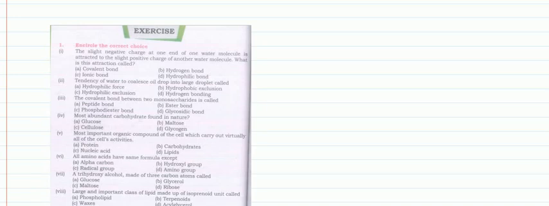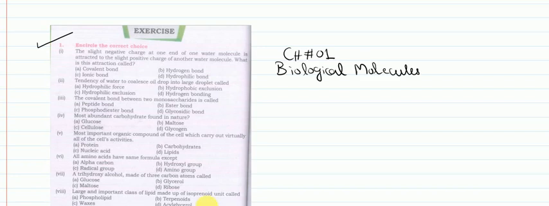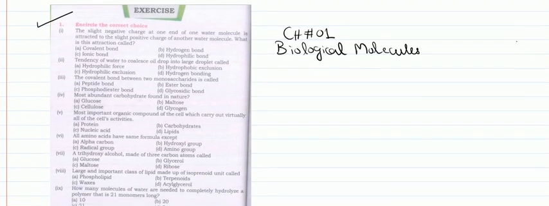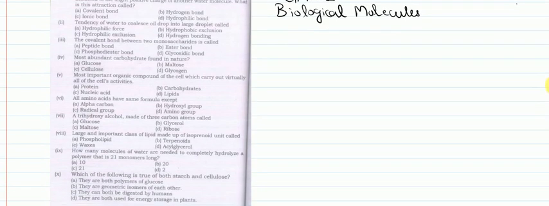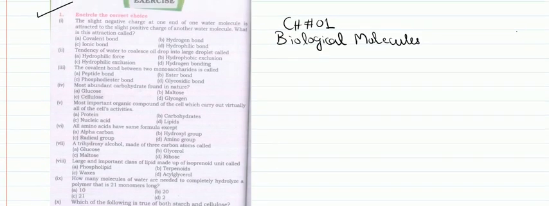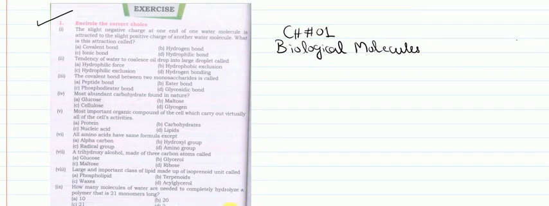Assalamu alaikum students, we are going to discuss the MCQs of chapter number 1, and the chapter name is biological molecules, right? In total we have 10 MCQs, but I will discuss them in two parts. First 5 MCQs in part 1 and the remaining 5 MCQs in the second part, so that you can easily see the complete video and understand the MCQs one by one, right?